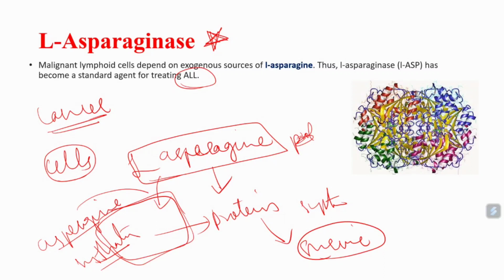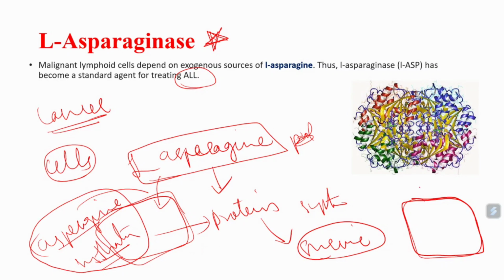But always remember, the neoplastic cells in our body have a deficiency of the asparagine synthetase enzyme. So neoplastic cells will have a deficiency of asparagine synthetase, and they can't synthesize L-asparagine.